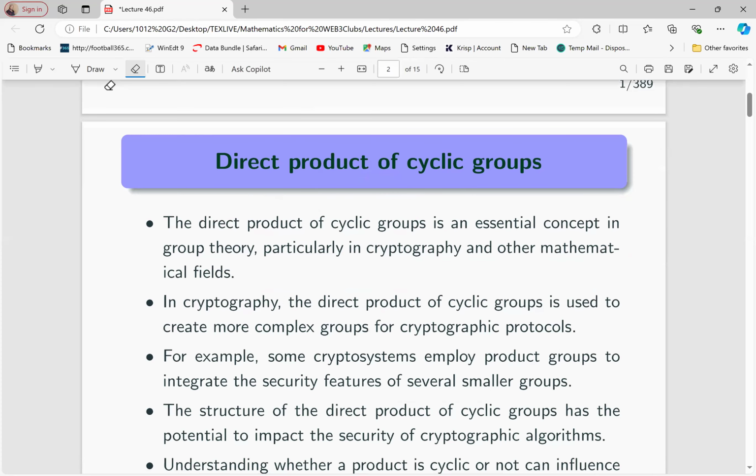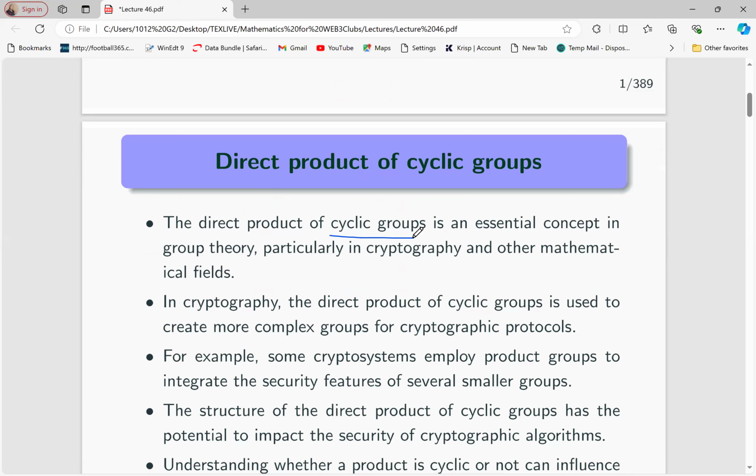So I've said that for the direct product of cyclic groups, of course, group A and group B must be cyclic. Then we get the direct product. And I'm saying that it is not obvious that the direct product will be cyclic. So we'll be finding out when this direct product is cyclic.